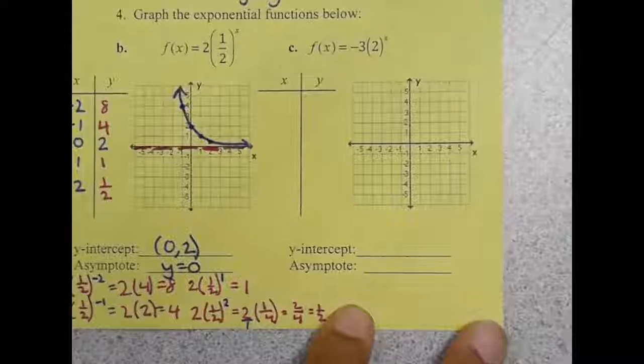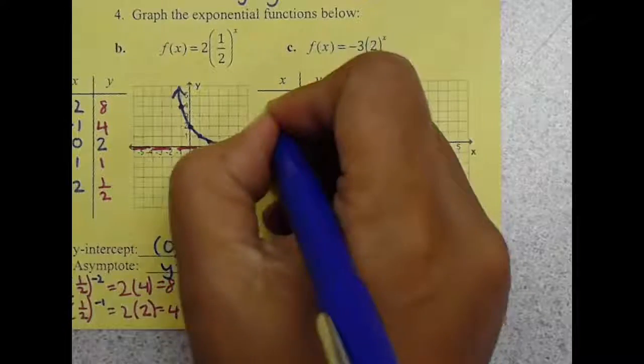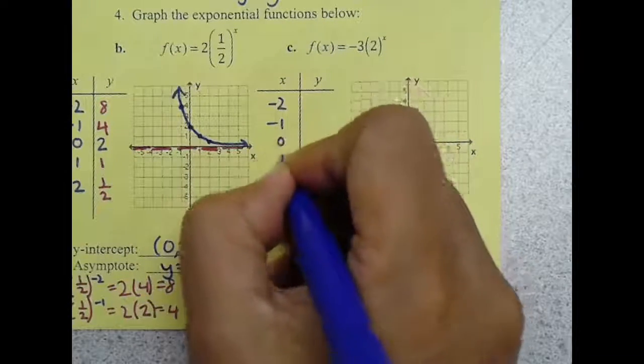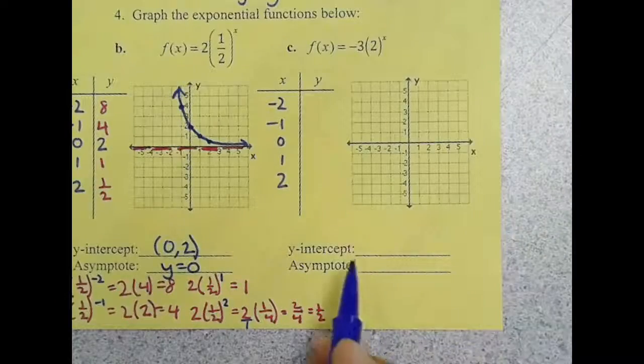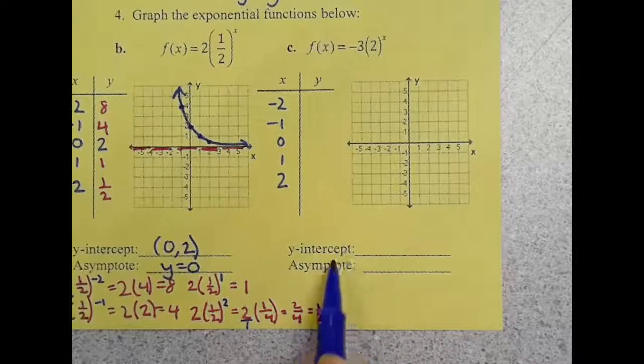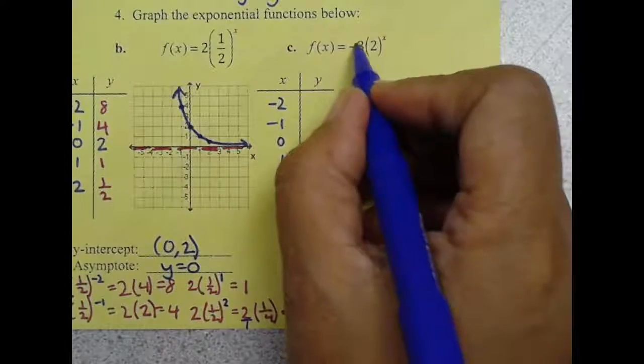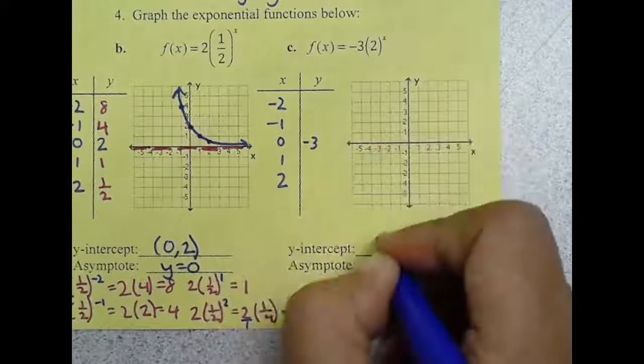All right, let's do this next one here. So again, we have -2 to 2. And we're going to figure out what our y-intercept is. It's 0, a. That's -3.